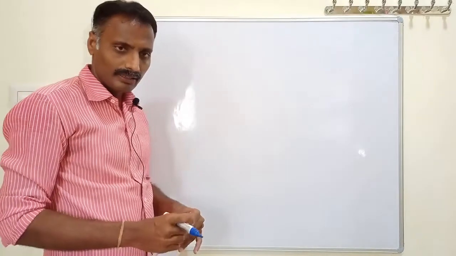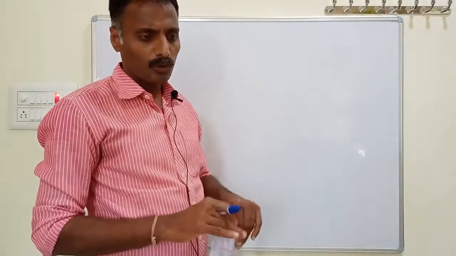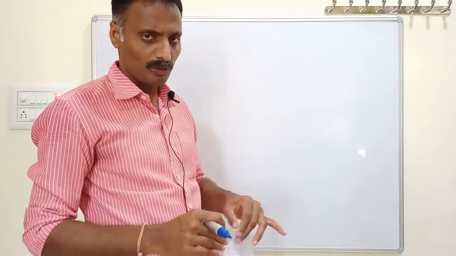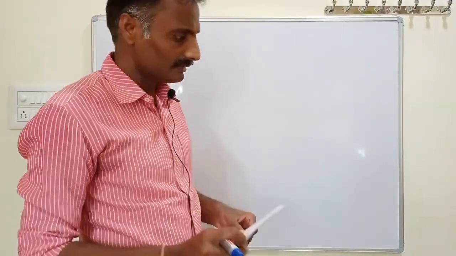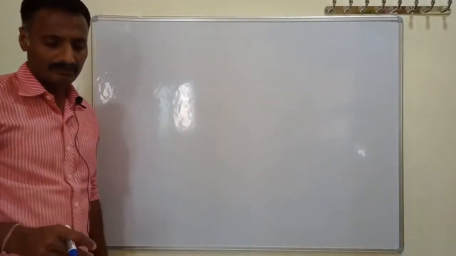Okay, thank you, friends. In the next class, we'll be discussing azeotropic mixtures. In azeotropes, we have two types: minimum azeotropes and maximum azeotropes. We are discussing azeotropic mixtures in the next class, and also the colligative properties of solutions. Okay. Thank you.